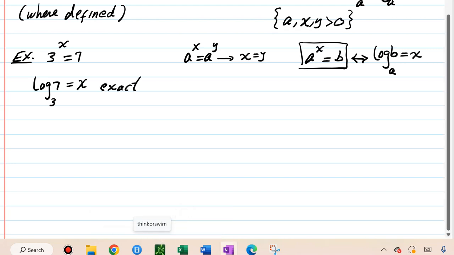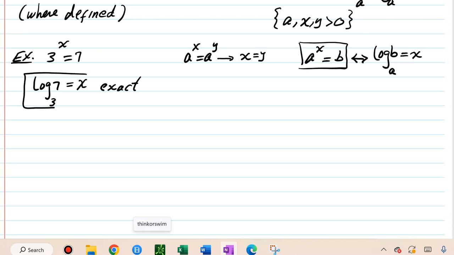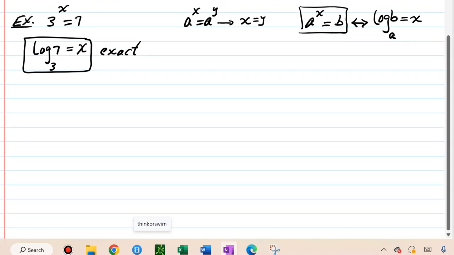I don't know what the value is, but it looks pretty to me, as long as I get x by itself. So that's exact in that sense. Now, if I want to approximate this to the nearest thousandth, then because the base is 3, that means it's other than common log base 10 and other than natural log base e. Remember, we talked about the change of base formula in another section prior to this one.